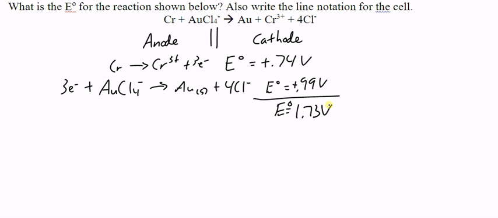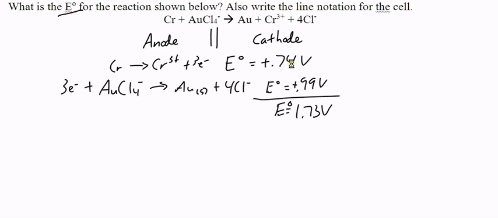Okay, so we've dealt with standard cell potential for the reaction. The substances, as shown, have to be where they are. So chromium had to be a reactant. The tetrachloro gold 3 had to be a reactant as well. And our products had to be products when we were writing out our half reaction. So that basically gave us the orientation for things.